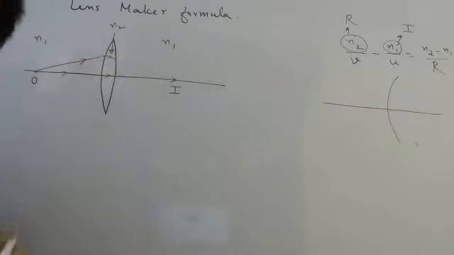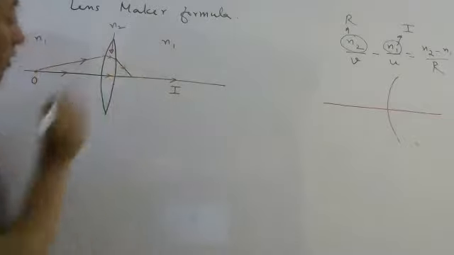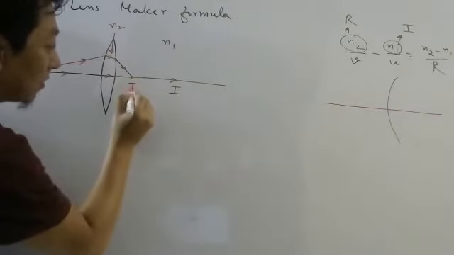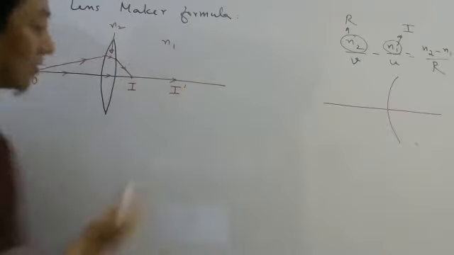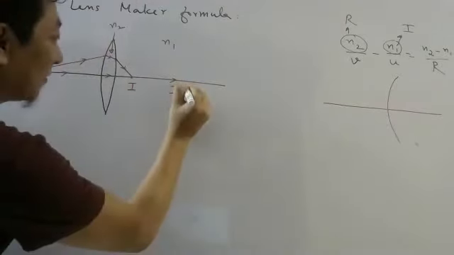But because there is a surface, there will be one more refraction here. So the final image will be this one. Let us call this I dash, or I1, whatever you call it. So you can clearly see in this topic, there are two refractions. One refraction is on this surface, and one refraction is on this surface. Are you clear? Let us call this X, Y, this one P1, this one P2.